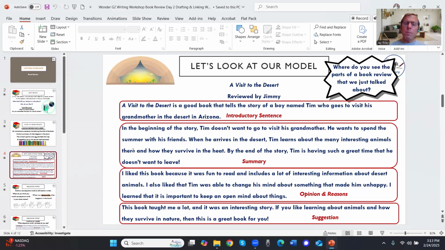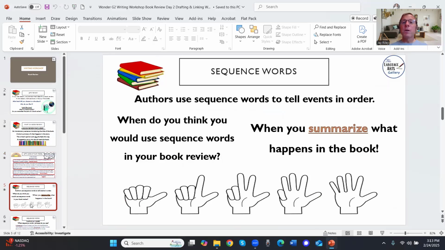So an important part of this book review is the summary. And we don't want a very long, in-depth summary. Remember, these are young writers, so we're not expecting them to write a page. It's just a few quick sentences. What happened in the beginning, what happened in the middle, and what happened in the end. So in order to do that, we want to ensure that they use sequence words appropriately.